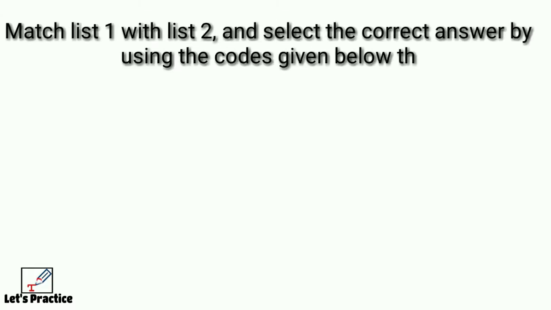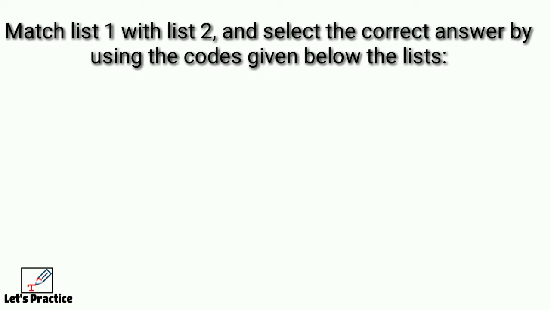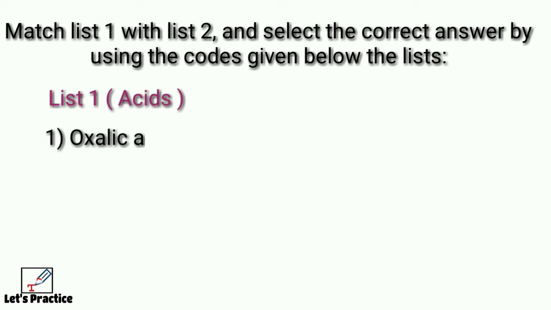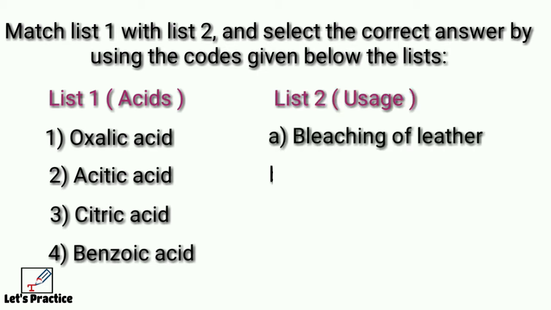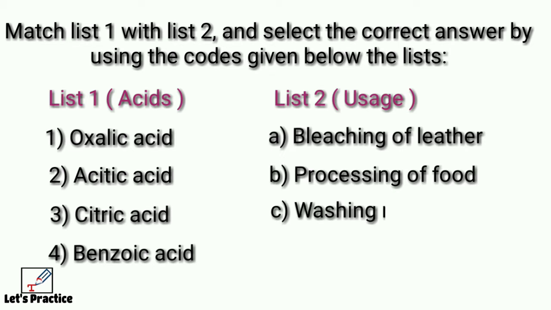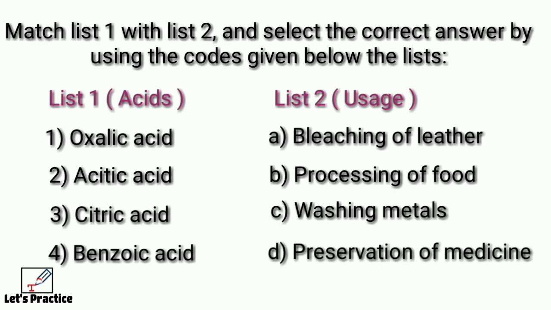Match list 1 with list 2 and select the correct answer by using the codes given below the list. List 1, acids: 1. Oxalic acid. 2. Acetic acid. 3. Citric acid. 4. Benzoic acid. List 2, usage: A. Bleaching of leather. B. Processing of wood. C. Washing metals. D. Preservation of medicine.